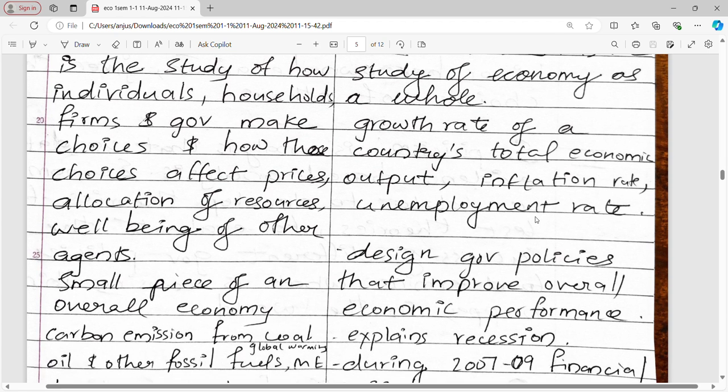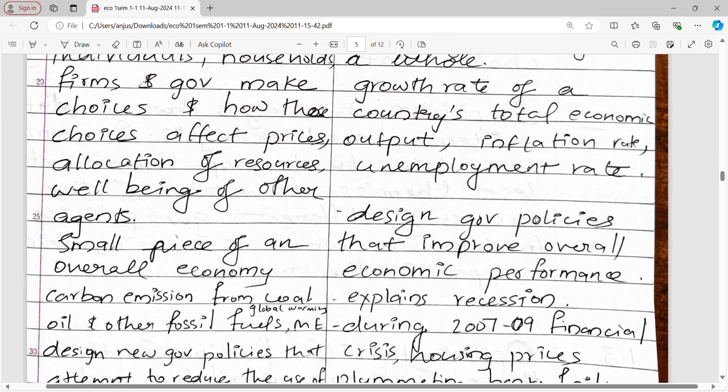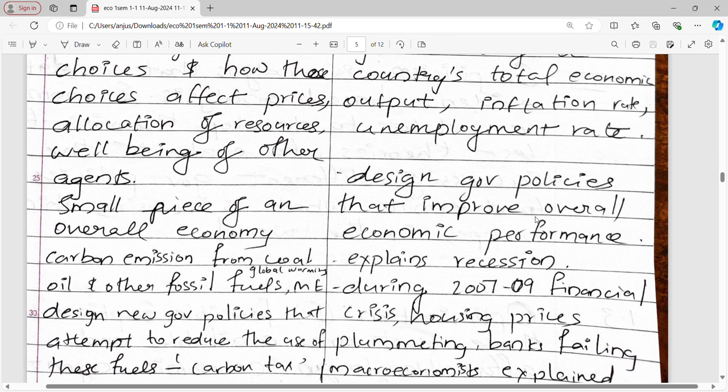Microeconomics is a small piece of an overall economy, like the carbon emission from coal, oil plants, then other fossil fuels, it will lead to global warming. Microeconomics designs new government policies that attempt to reduce the use of these fuels, that is carbon tax. And when coming to macro, it designs government policies that improve overall economic performance.